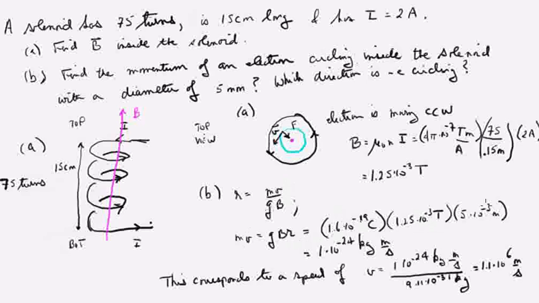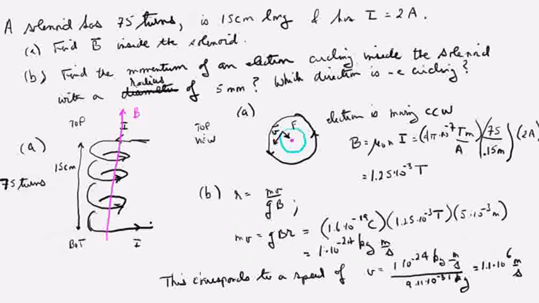The assumed radius of the electron is 5 times 10 to the minus 3. I see now that this is diameter, so I'm going to change that to radius so we don't have to recalculate. That corresponds to an mv of 1 times 10 to the minus 24 kilogram meters per second.